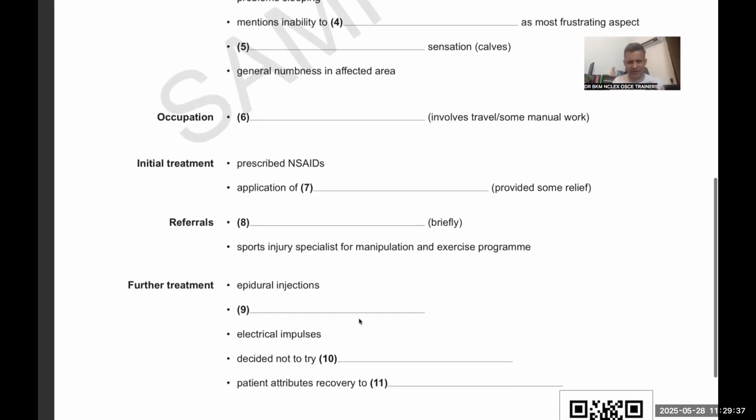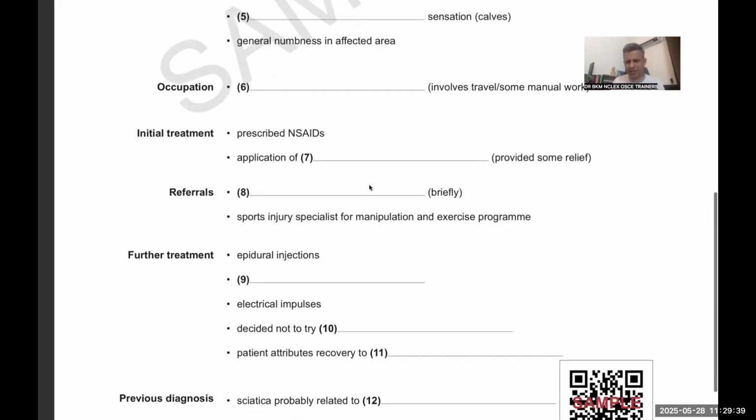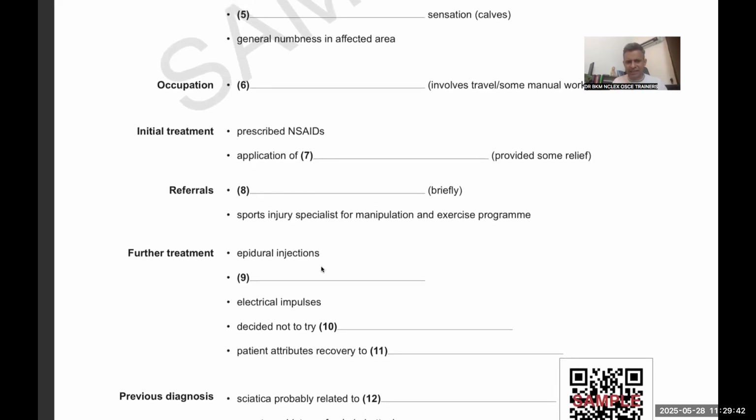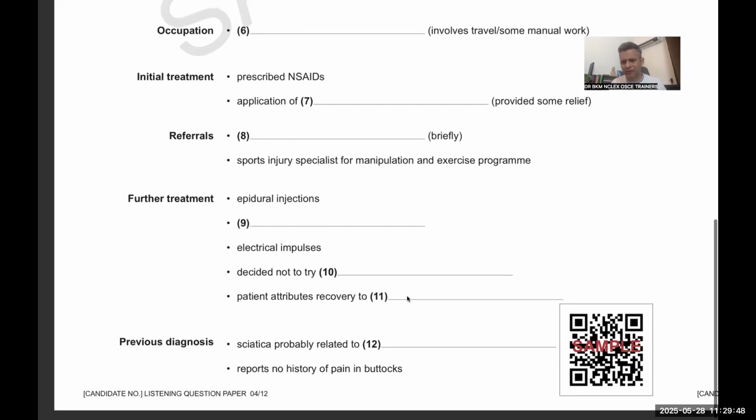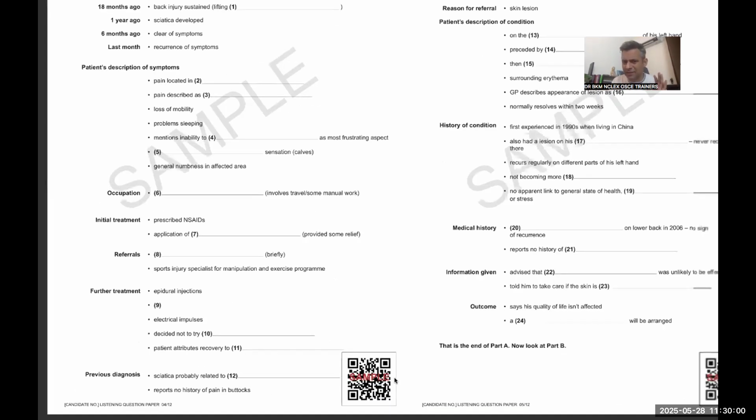Maybe the referral can be referral. Sports injury specialist, so there can be epidural injections, treatment में epidural injections, maybe massages, decided not to try dash, patient attributes recovery too. So what was the thing that helped for the recovery? Sciatica probably related to dash, reports no history. So now I understand. And in the exam, I will give just 30 seconds to understand all these things.